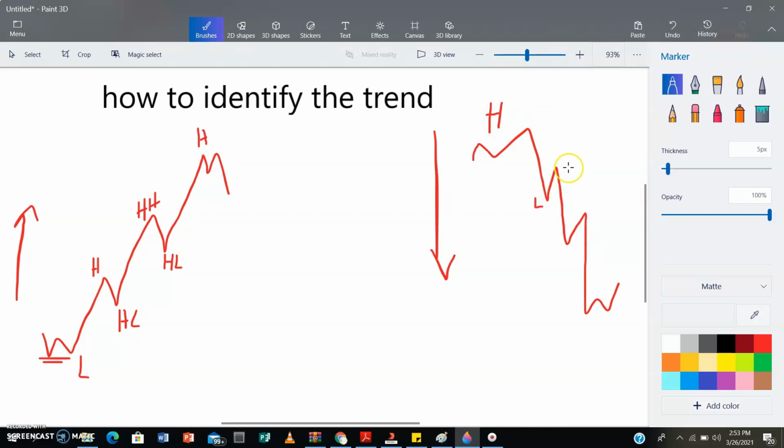From a low this time you now get to a lower high. I hope you can understand this. From a lower high you now get to a lower low. This is now a confirmed downtrend.